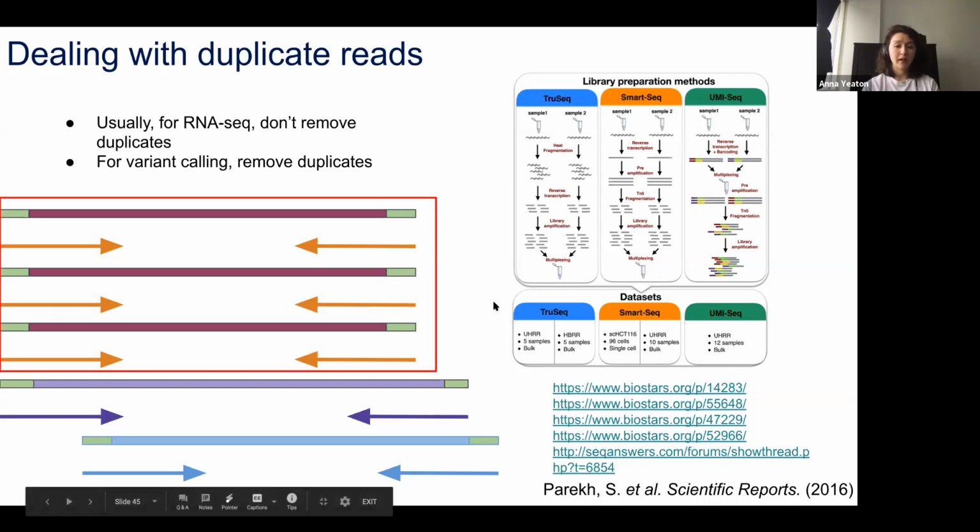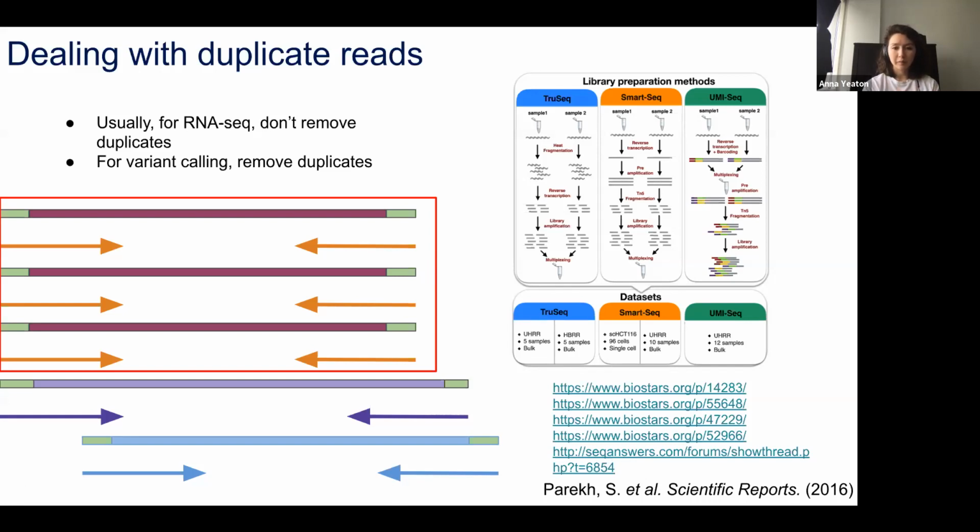But basically, the idea is that although yes, you can get duplicate reads from PCR for RNA sequencing, you don't know for sure. There's no way to know for sure that a duplicate read is from a PCR amplification error. It might just be that you sequenced the same exact regions by chance and have two of the same reads. So for RNA-seq, you don't remove duplicates, but for variant calling, you do.